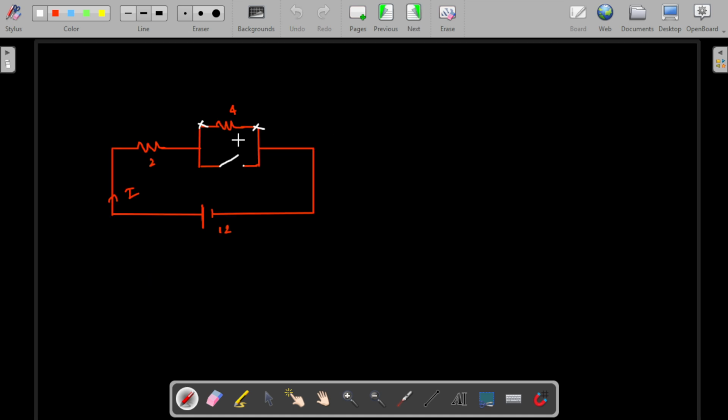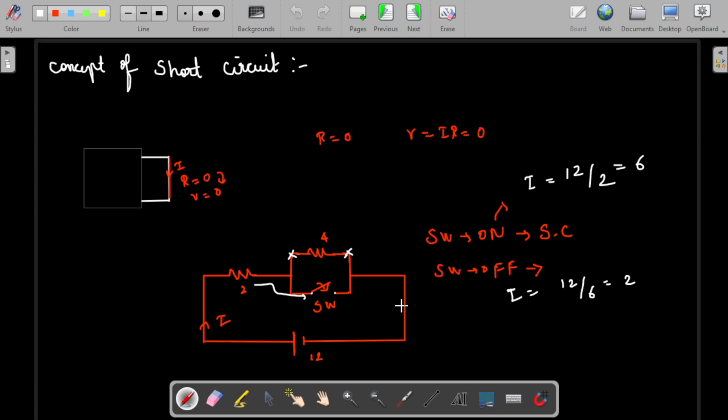If we take the same example we already discussed, when the switch is in the off condition, we can call that an open circuit. Then the current that flows is 2 amps, so the voltage will become 8. If it is short circuited, the voltage will be 0. If it is open circuited, the current flow across that element will be 0, but the voltage will be 8.